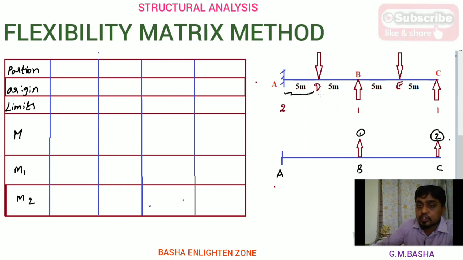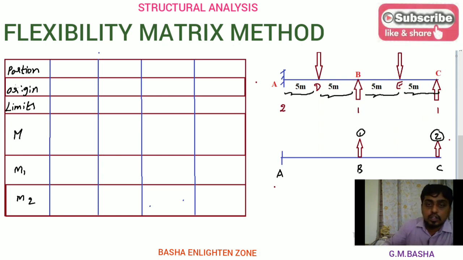If you see here, what are the portions in the span? AD will be one portion, similarly DB will be another portion, BE another portion, and EC another portion. Therefore our portions will be AD, DB, BE, and EC. And what are the origin points? Please remember always: in AD you take down the last value, in DB it is B, in EC it is C, in BE it is E.